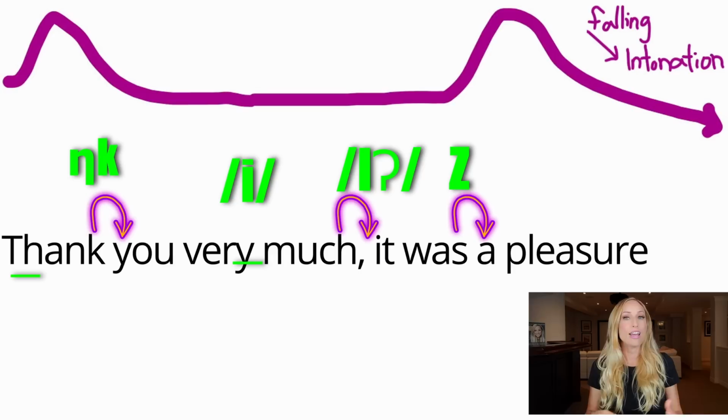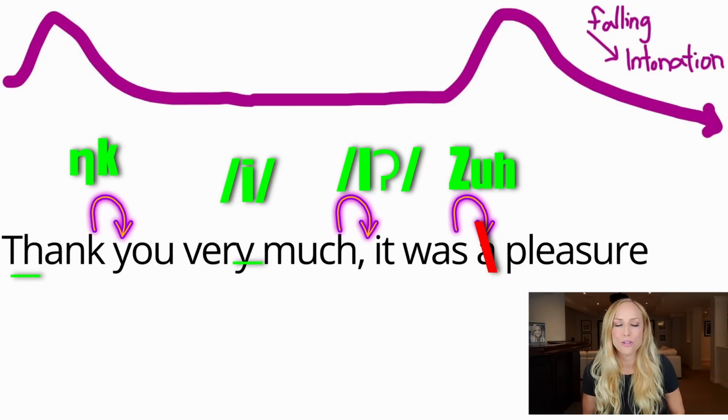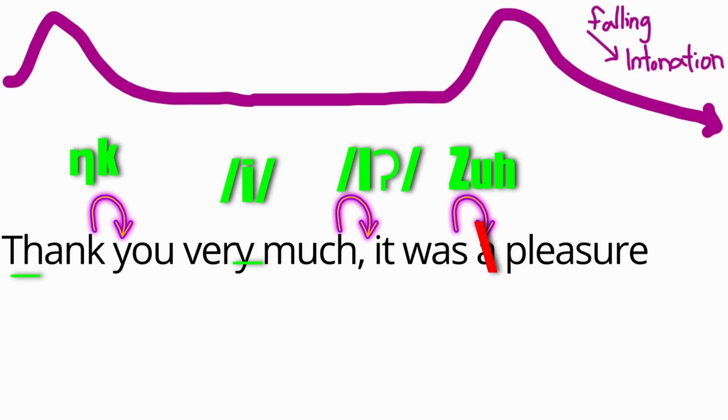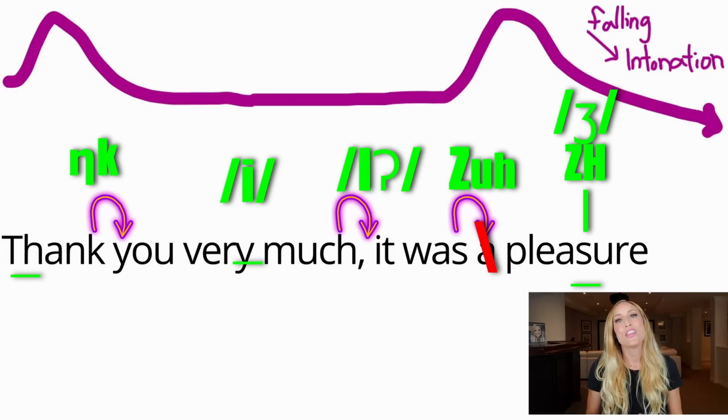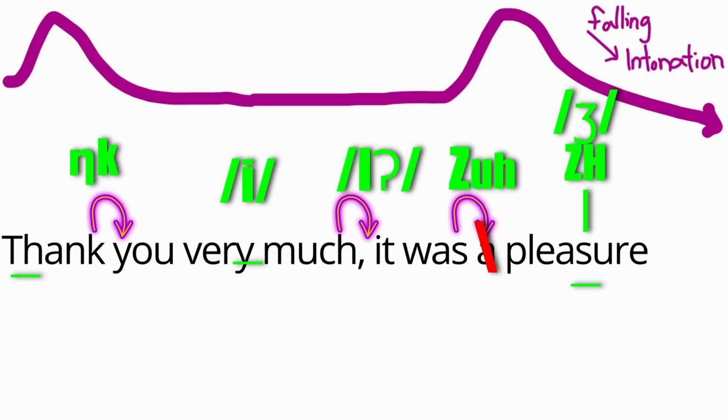It was a pleasure. The A in a is pronounced as a quick schwa because it's unstressed and a consonant follows it. It was a pleasure. The S in pleasure is pronounced as zh. It was a pleasure.